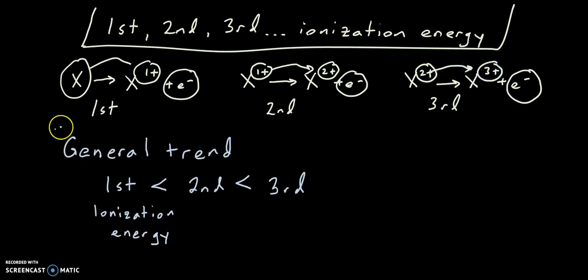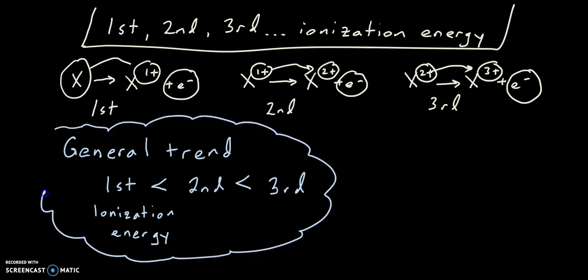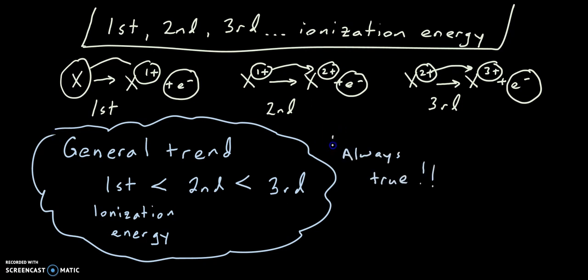The general trend in this is that the first ionization energy will always be less than the second ionization energy, which is always less than the third ionization energy. This particular pattern is something that's always going to be true. First is less than second, which is less than third ionization energy.